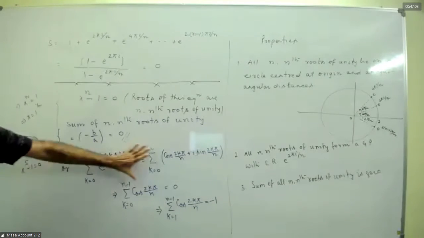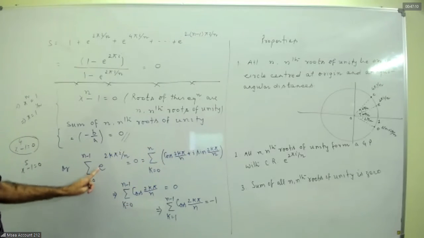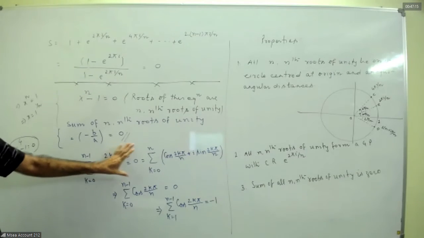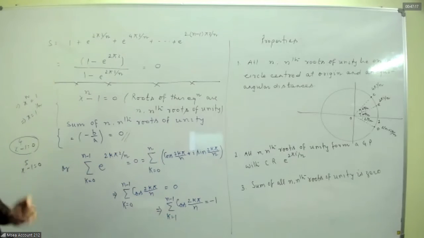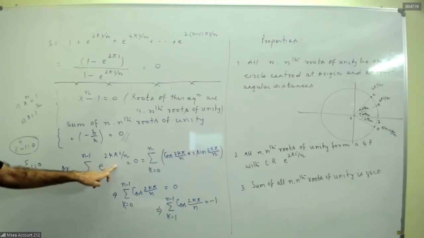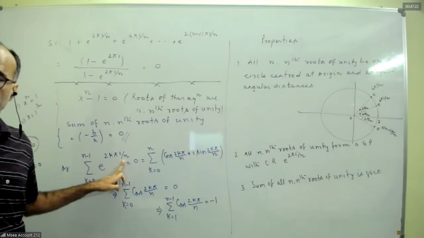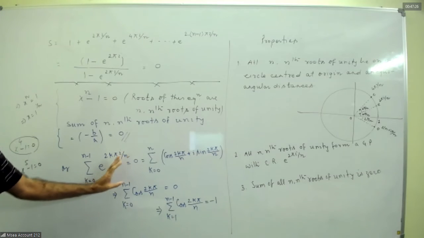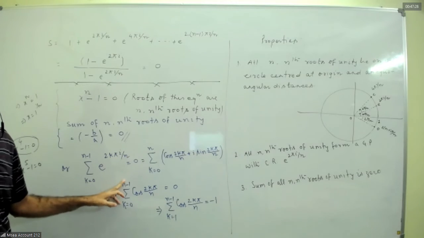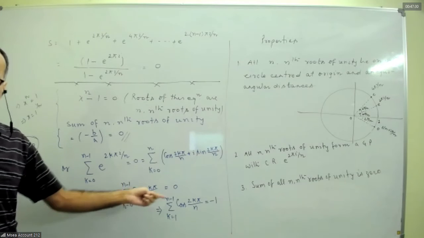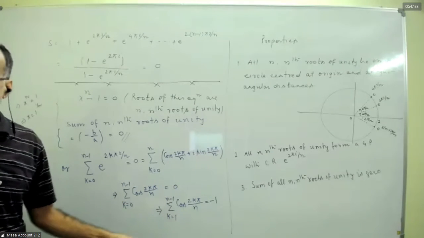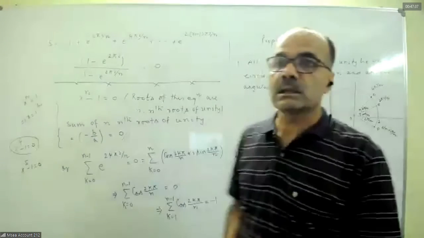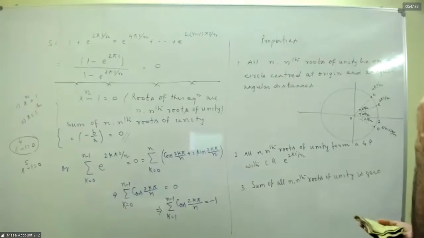So just look at this result. The sum of the nth roots of unity is 0. From there, I have derived it. Now the result is true for n equal to anything, any integer. If you put n equal to 7, we'll get some result. If n equal to 11, we'll get some result. So these results are true for all n, natural numbers.